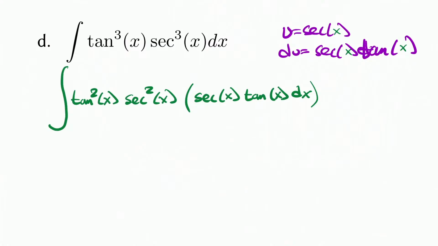So I've got my du. Look at that. Du is right there in parentheses. Everything else is correct, isn't it? I'm going to do actually two more steps. No, one more step before I do my substitution. And that is tangent squared is secant squared minus 1. So secant squared minus 1 is tangent squared.